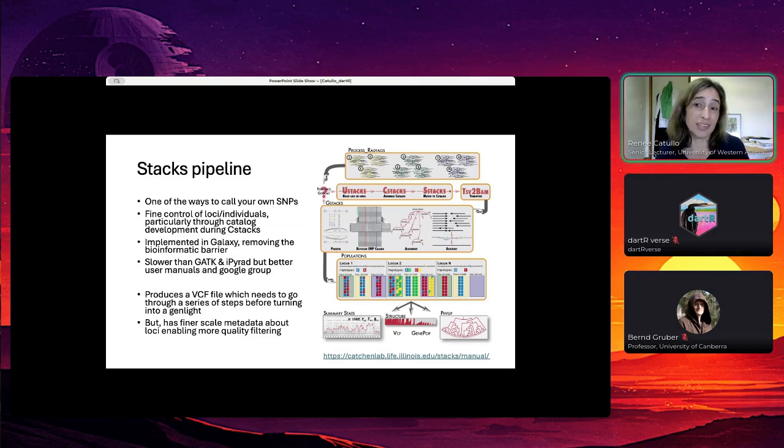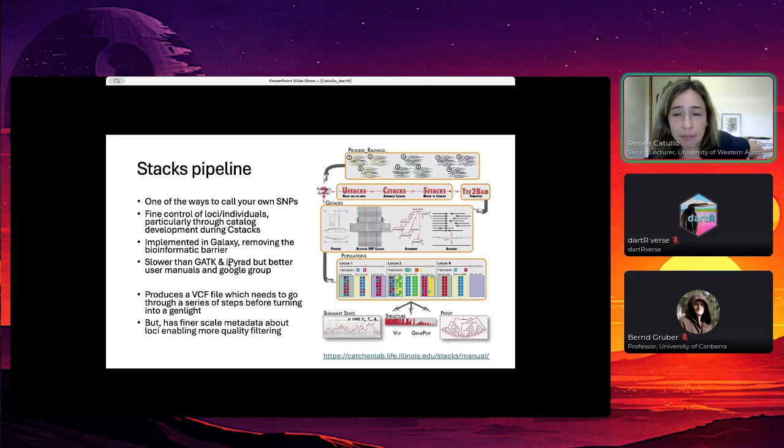So if you want to do that, you also need to understand the Stacks pipeline. I suggest Stacks not because it's better than everything else, but because it has the best manual, and the Google group is really good. There's a lot of documentation on how to finally control your individuals in the catalog building. So the C-Stacks stage is super important. You don't want to just run C-Stacks and then shove in all of your individuals. You want to build that catalog of loci, thinking about sample and study design.